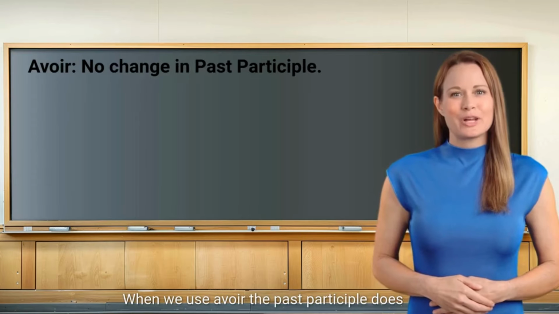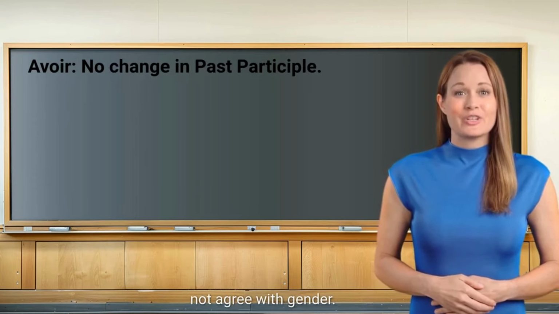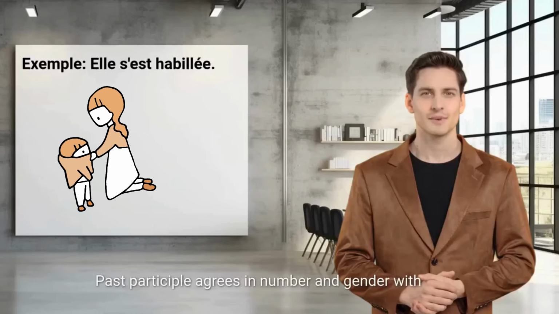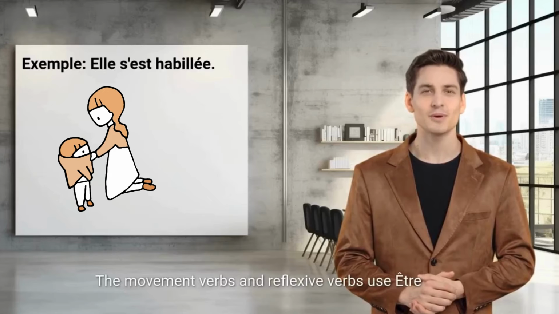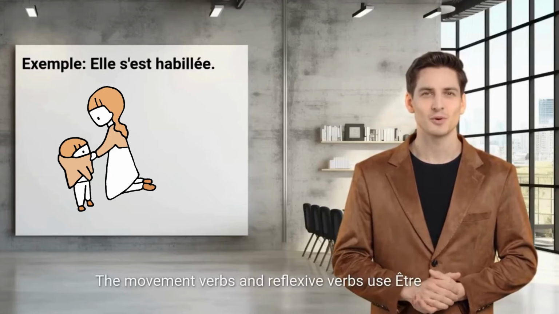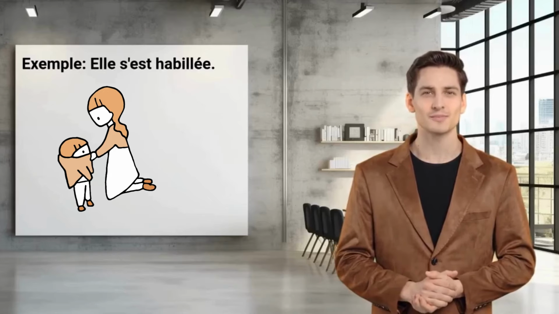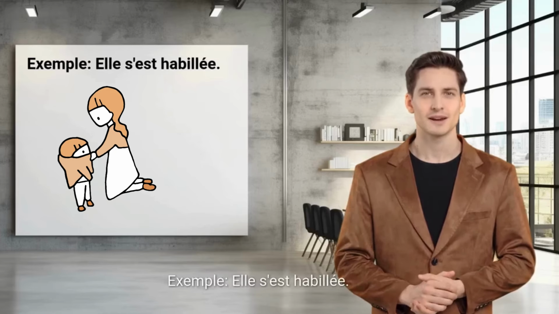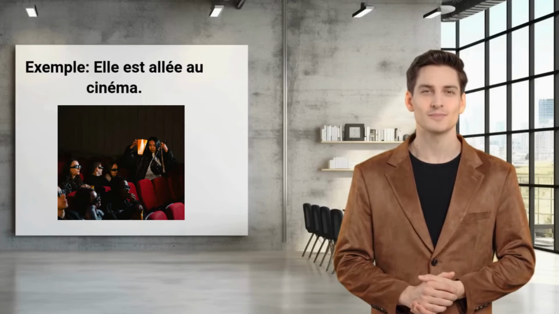When we use avoir, the past participle does not agree with gender. But when we use être, the past participle agrees in number and gender with the subject. The movement verbs and reflexive verbs use être as an auxiliary verb. For example, she dressed herself. In French we would say Elle s'est habillée. She went to the cinema. In French we would say Elle est allée au cinéma.